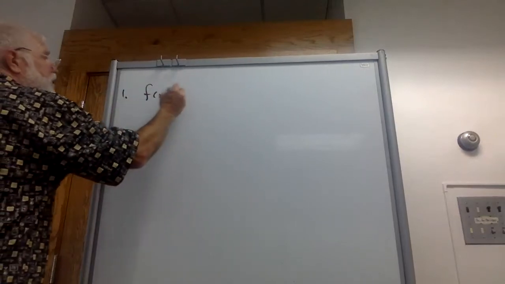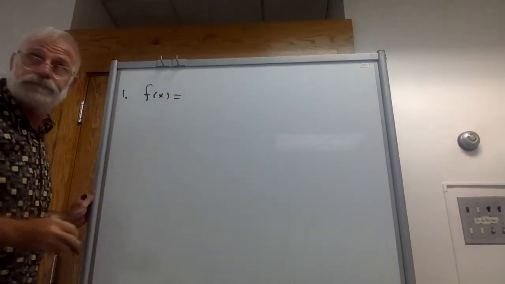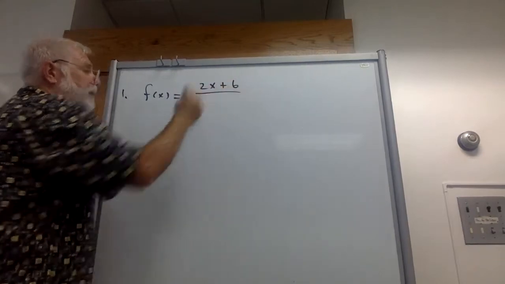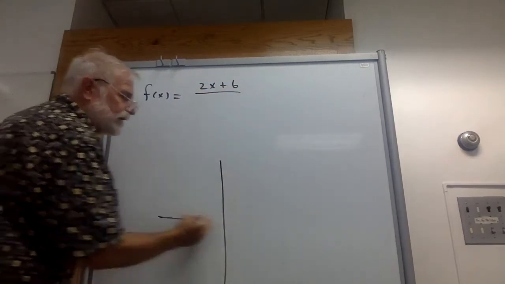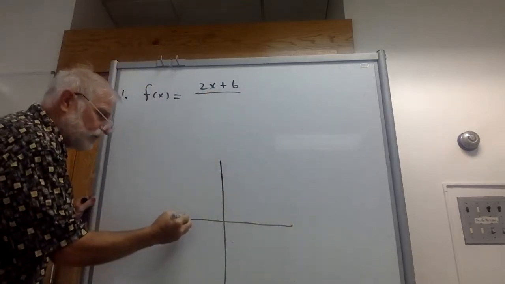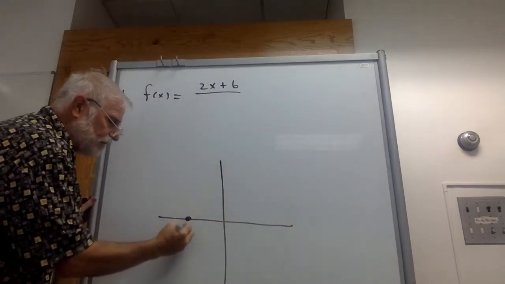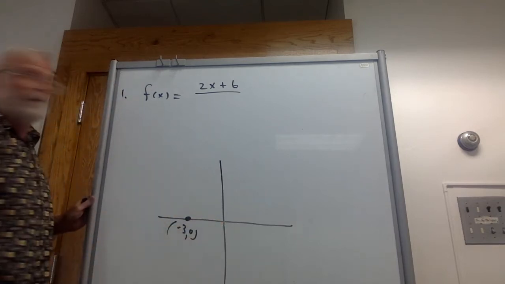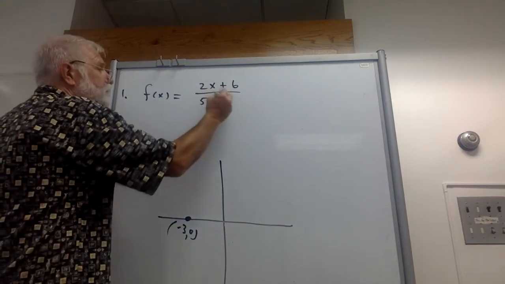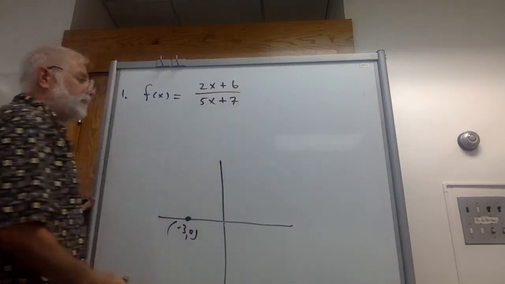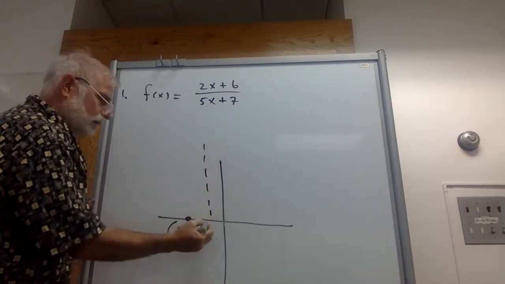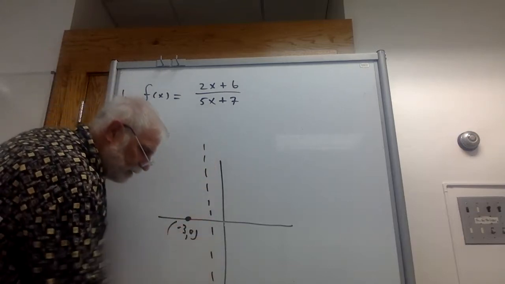f of x equals (2x plus 6) over (5x plus 7). The 2x plus 6 tells me that, unless it divides out of the problem, -3 is a root. So let's make that -3. And now that's 3 units of change. The denominator, 5x plus 7, tells me that -7/5, which is about here, is undefined.